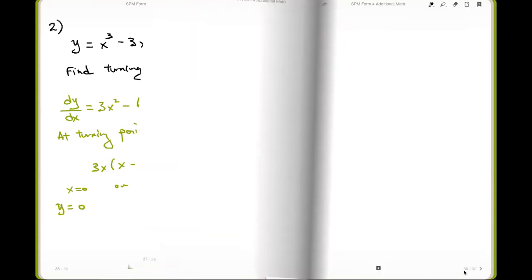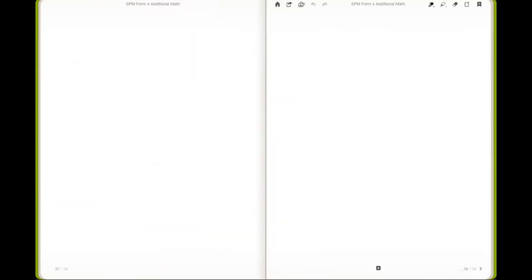The last part would be on small changes. Small changes is a method used to estimate a value without using a calculator. That's the wonder of dy/dx. Say for example, maybe the last one, it's the third topic, small changes.